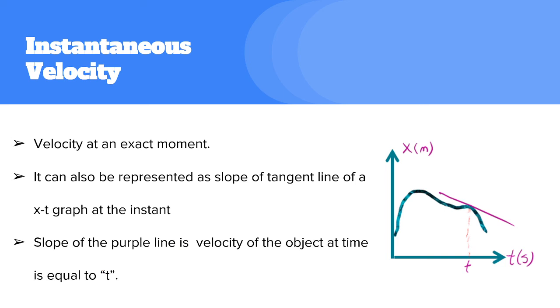Instantaneous velocity. What is instantaneous velocity? It's the velocity at an exact moment. And how can you get that? Basically, at that location, at any position time graph at time t, if you get the tangent line or the slope of the tangent line, that's going to give you the velocity at time equals t.